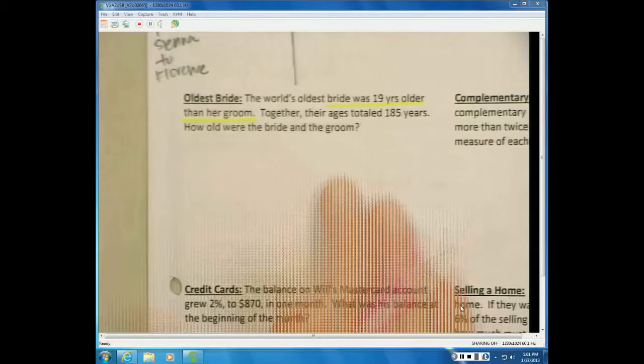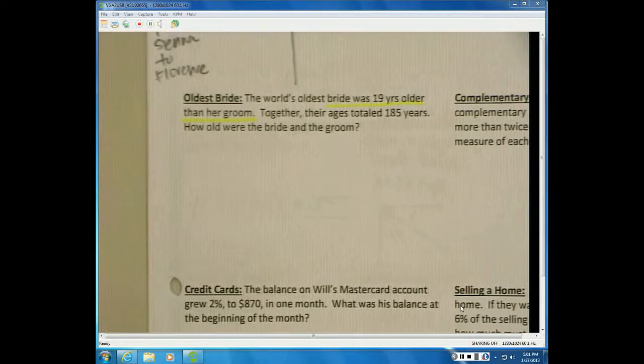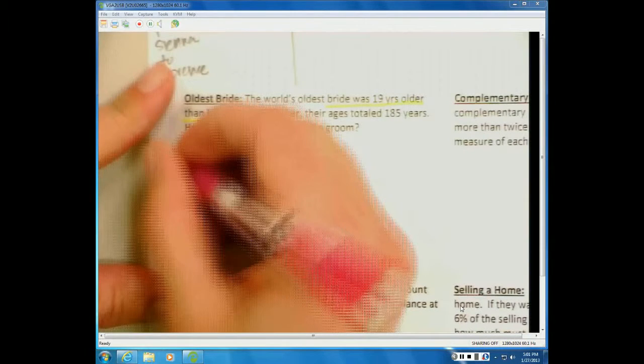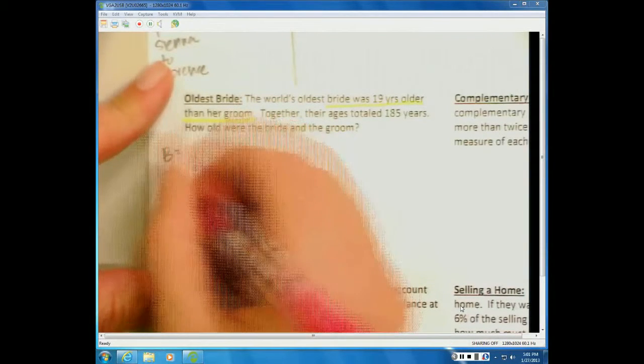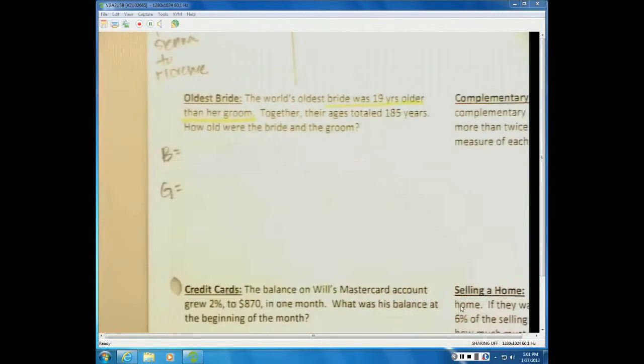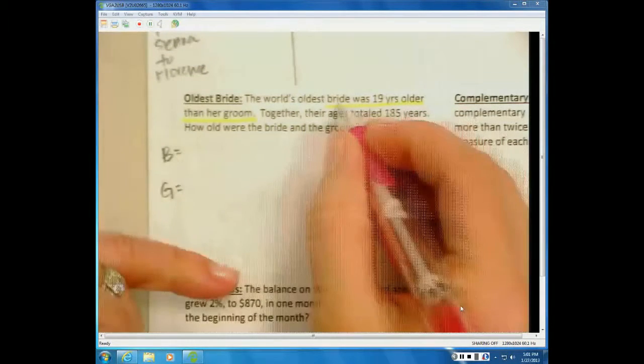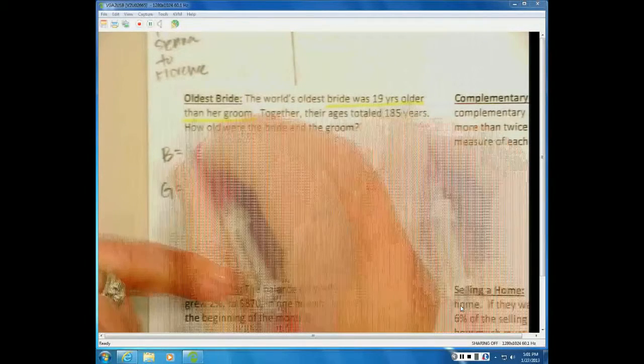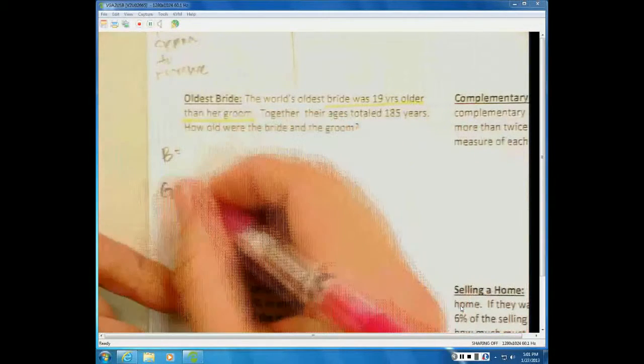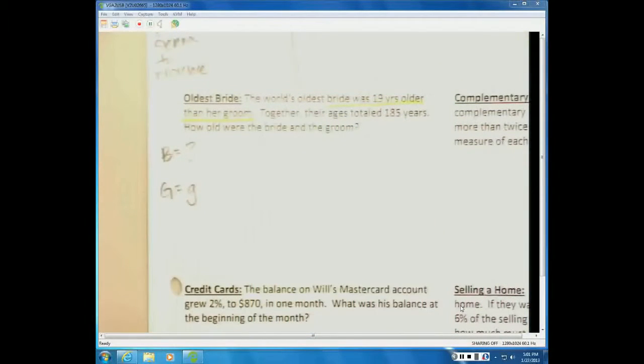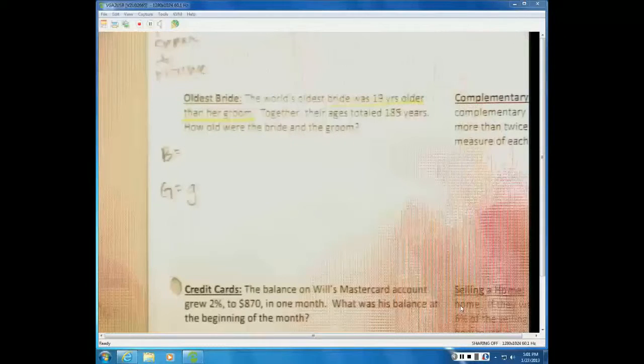The world's oldest bride was 19 years older than her groom. Who do we have less information about, the bride or the groom? Well, we know the bride was 19 years older than her groom, but we don't know anything about the groom, so we're going to have the groom be our variable g, and we don't know what the bride is. Well, actually, we kind of do. The bride is going to be 19 years older than the groom.